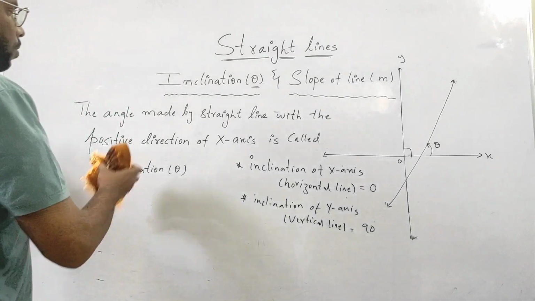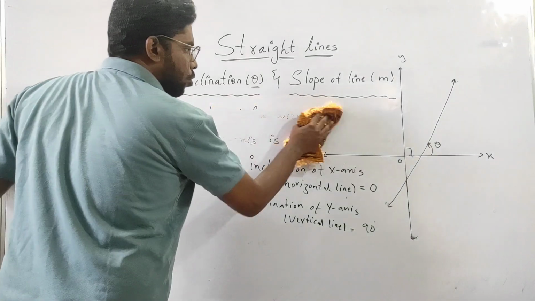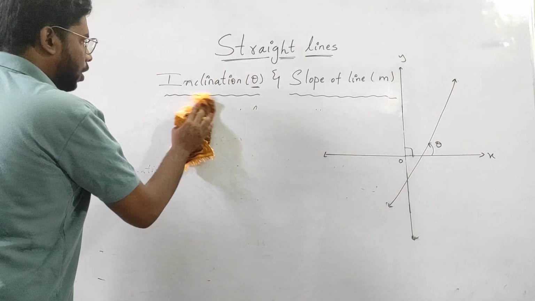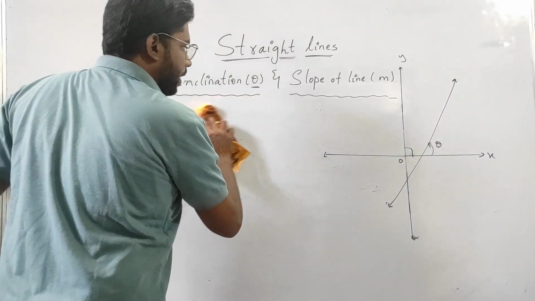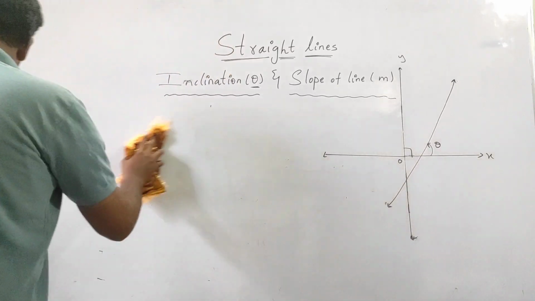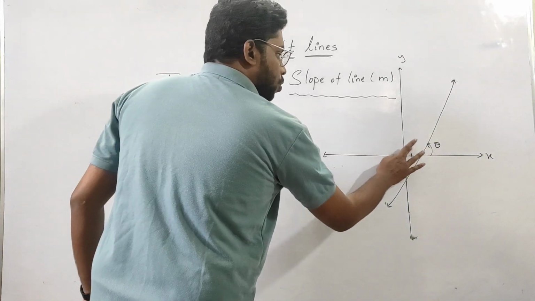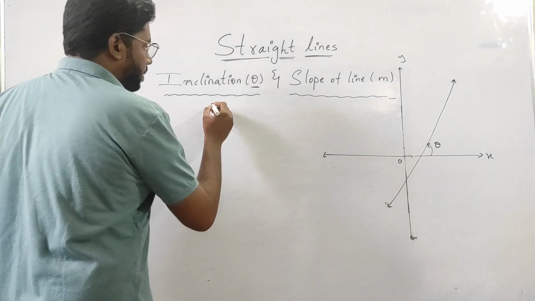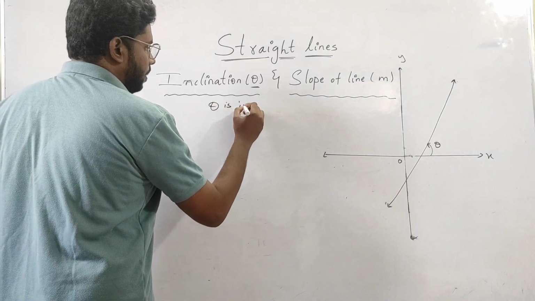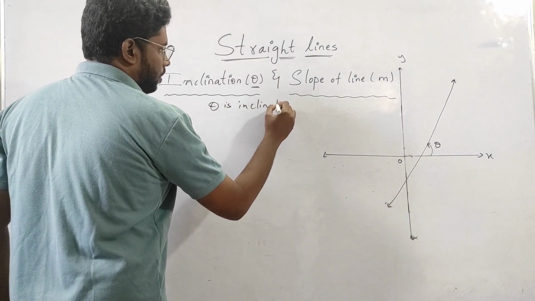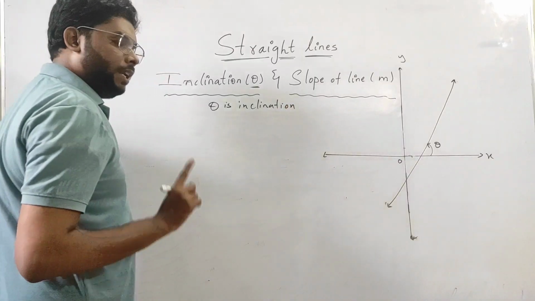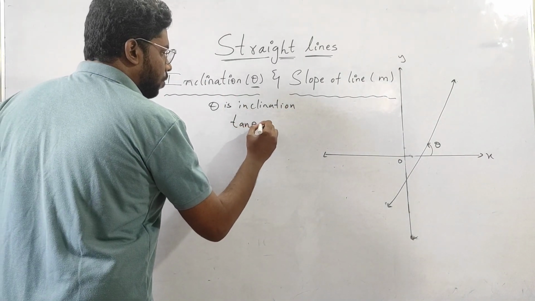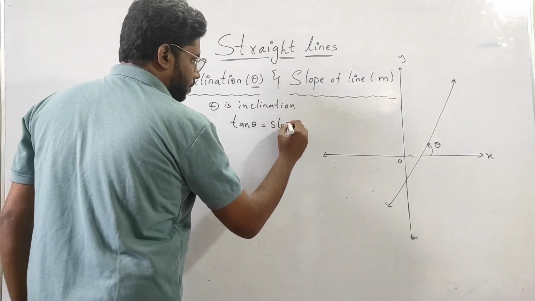Now let us move on to the slope of a line. So what is the slope of a line? I hope you understand the inclination of the line. Now let us consider what the slope of a line is. Slope of a line is nothing but, see, if theta is the inclination, then tan theta is called the slope of a line.